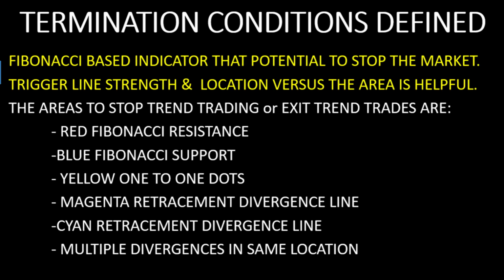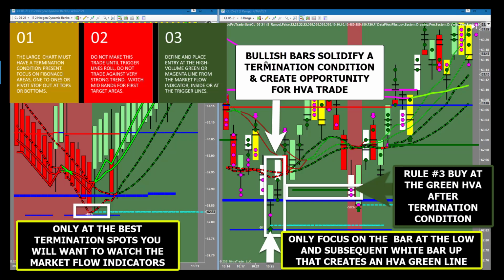the market has made a termination condition from a key Fibonacci area, a pivot stop out, or termination conditions on multiple charts. In this example, notice the multiple Fibonacci supports, with weak triggers above the Fibonacci low on the 13-2 chart. This is a termination condition.